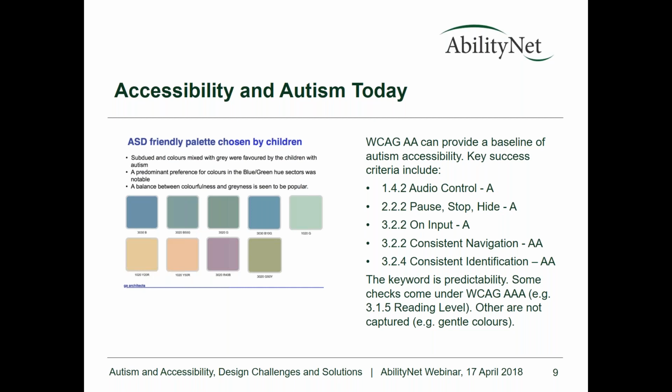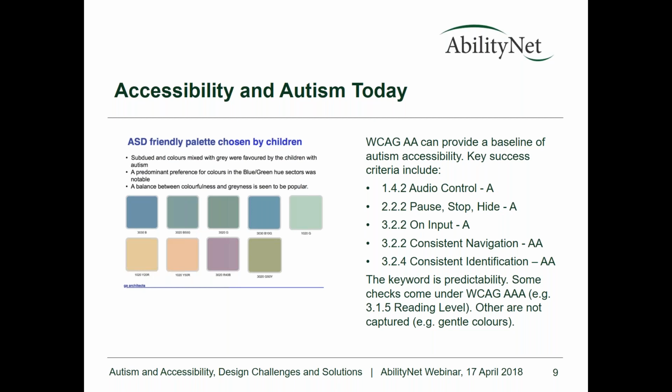So the WCAG has 3 levels, A, AA, and AAA. And unfortunately, some of the things that are important to autism are only captured in AAA. So for example, reading level. One thing we often talk about with autism is things like the use of metaphors, the use of sarcasm, the use of, say, poetic language that may or may not be understood by someone with autism who has more literal thinking. However, that isn't something that's commonly tested because AAA is a very, very difficult level to achieve, and it's a very difficult level to test for. So people just often don't test for it.